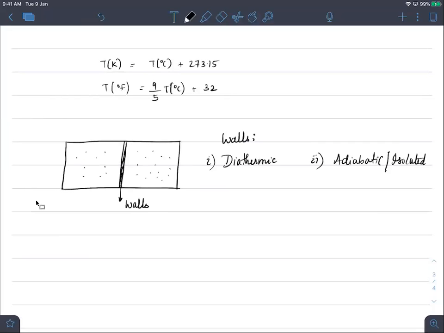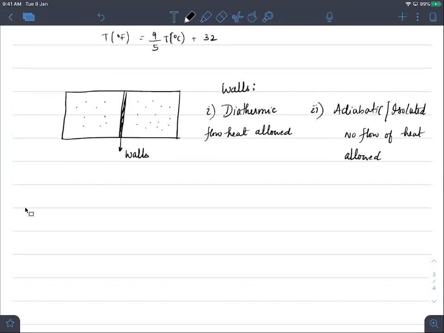So a diathermic wall allows heat flow. So heat flow is allowed with this wall, then we call it a diathermic wall. If heat flow is not allowed, like in the case of a thermos, so heat can't flow out or come into the system, so no flow of heat allowed. So those are called adiabatic or isolated walls. Okay.